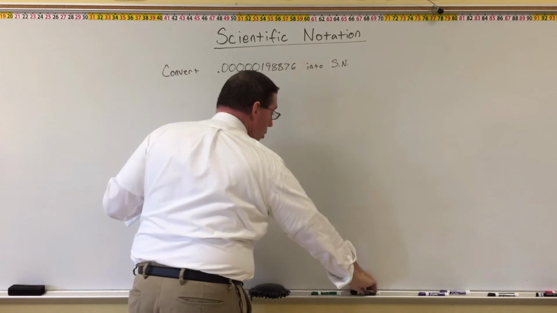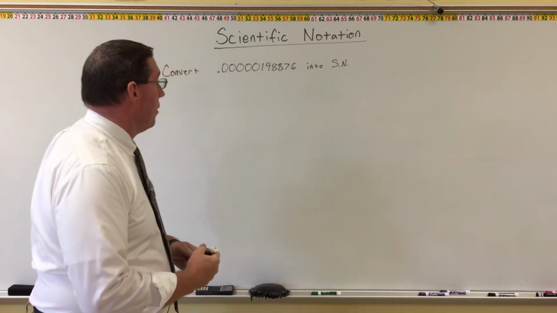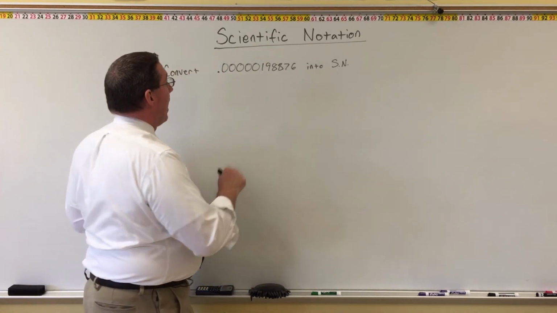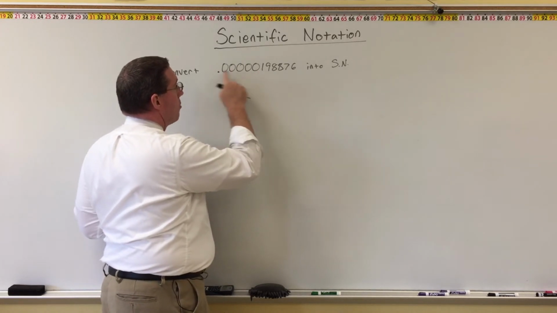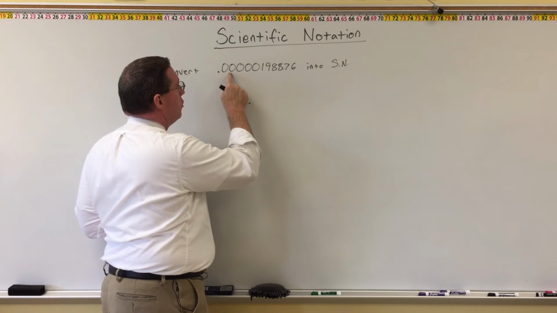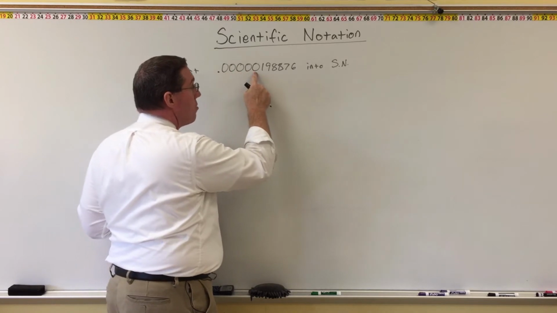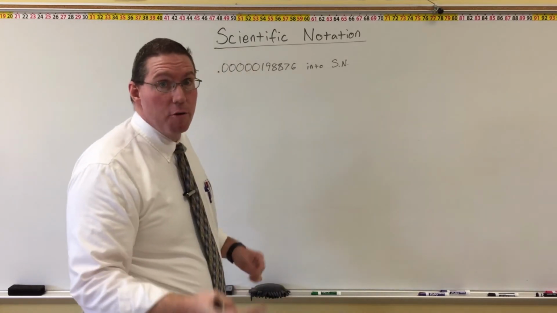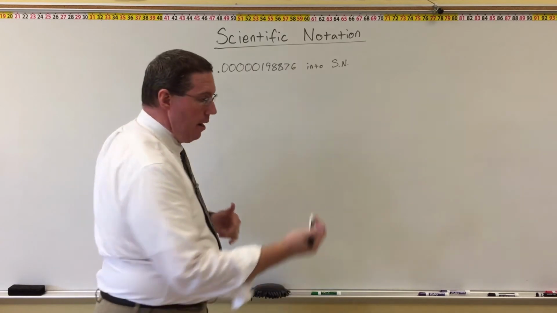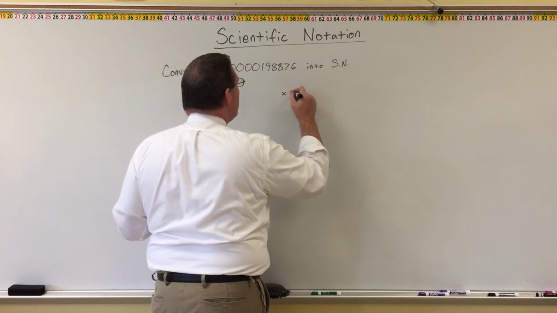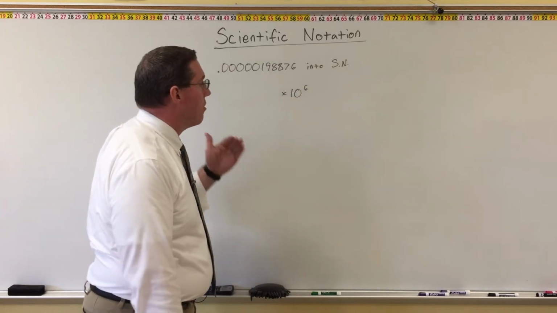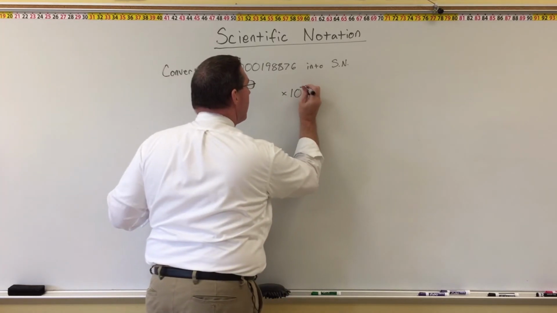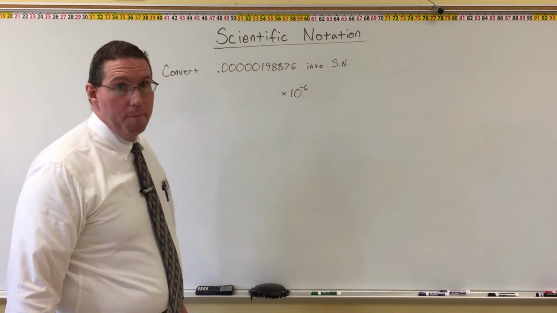And so we're going to have to do the other method, where we add up the number of zeros up until the very first non-zero number. So start at the decimal. There's 1, 2, 3, 4, 5 zeros. Add 1 to that. So now it's 6. So we know that we're going to be multiplying by 10 to the 6th power. But remember, it's not 10 to the 6th. It's 10 to the negative 6th power.